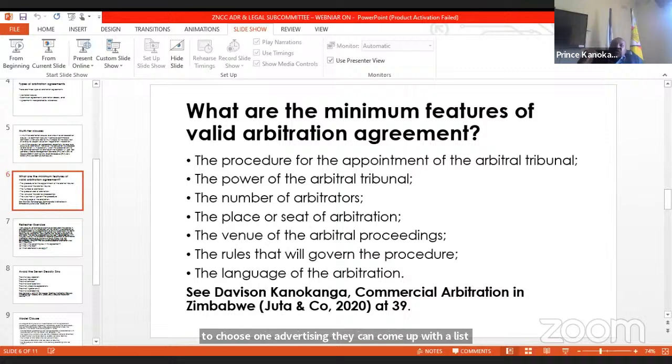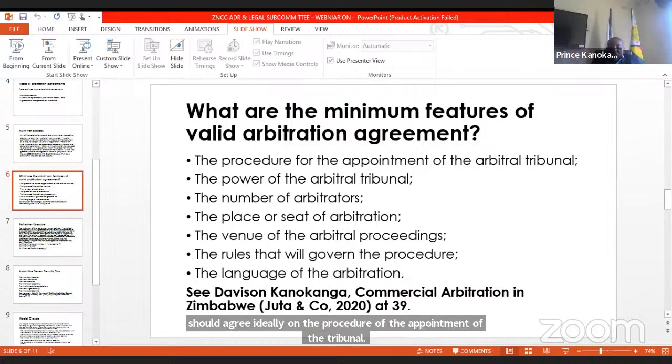If they fail to come up with a list of names, they can then perhaps appoint an appointing authority, if they have not already included this, which is something I will also highlight: somebody to make that decision on their behalf. This can be done by an appointing authority, or this can be done by the court. So in order to not have to go to court to appoint or choose somebody, the parties should ideally agree on the procedure for the appointment of the tribunal.